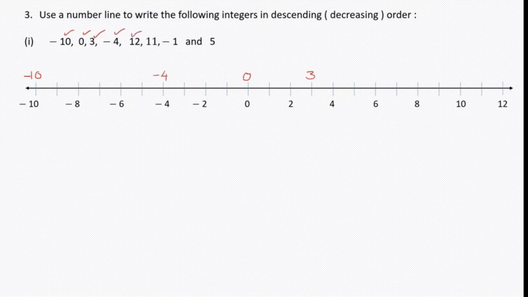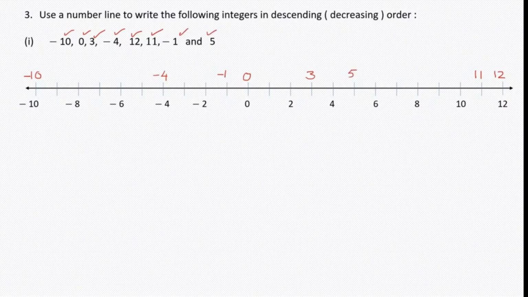12 is a positive number on the right hand side, right at the end. 11 is a positive number between 10 and 12. Minus 1, negative number between 0 and minus 2. 5 is a positive number, so minus 1 we did, and this will be between 4 and 6. So I have all my numbers.